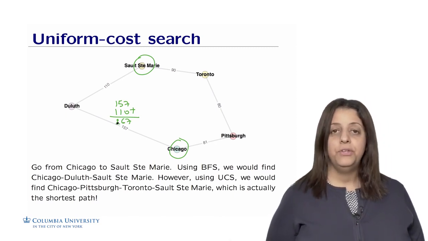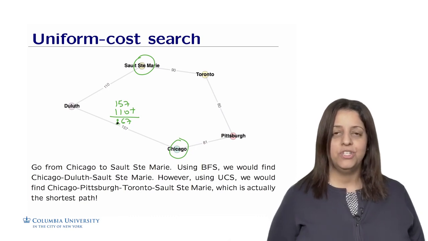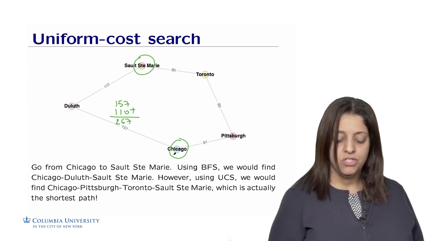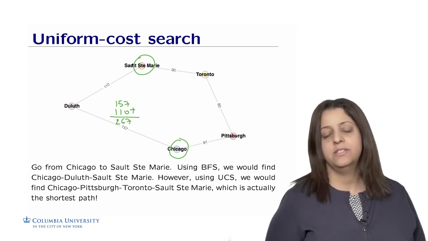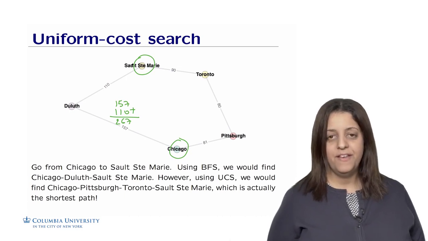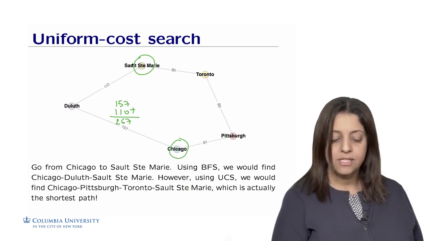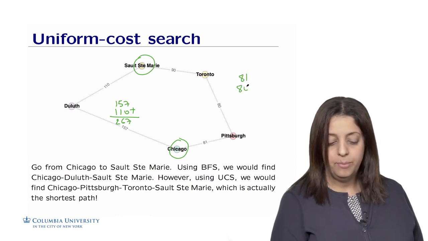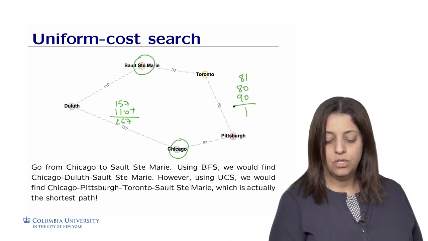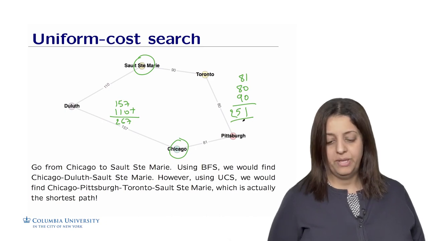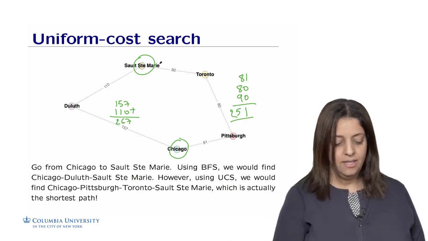If we use a BFS modified by cost, which is uniform cost search, we're going to rather pick this path here, which is Chicago, Pittsburgh, Toronto, and Sault Ste. Marie. This is a path of size 3, which will not be picked by BFS, but UCS will pick it because the cost of this path is 81 plus 80 plus 90, which makes a solution of 251, cheaper than 267. So UCS will pick this second path rather than the other path.